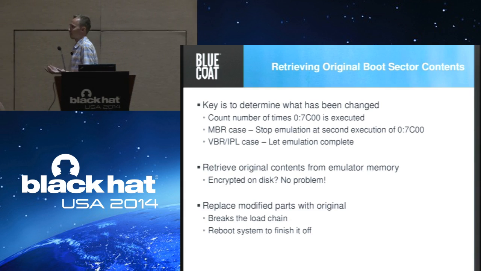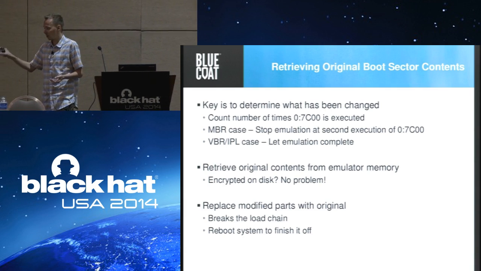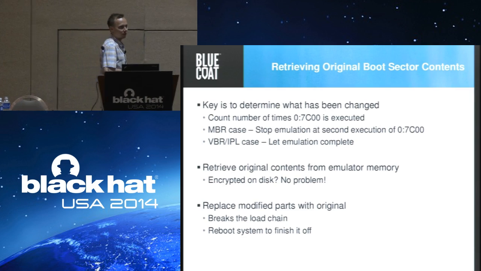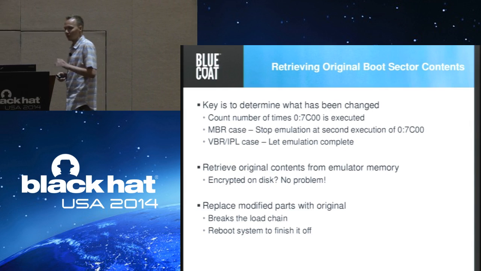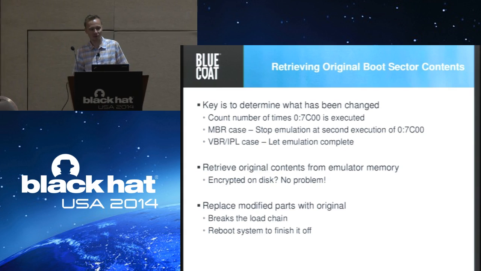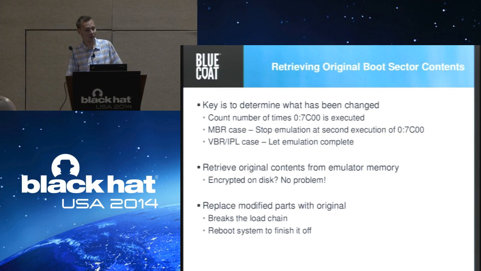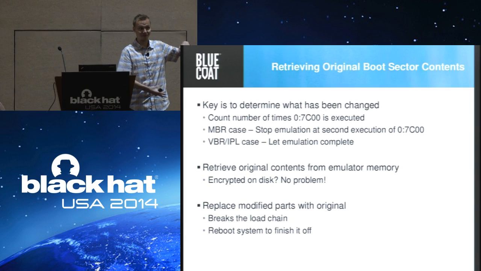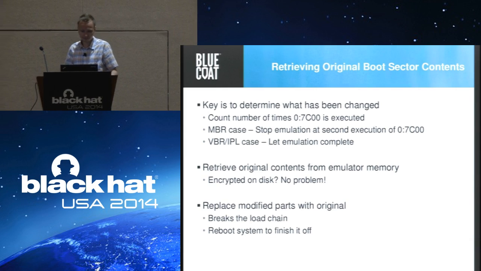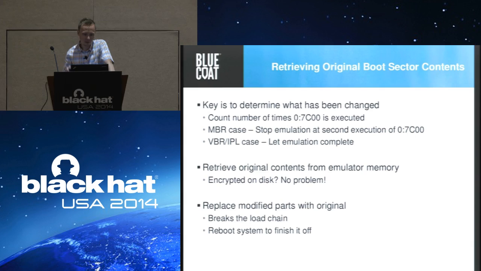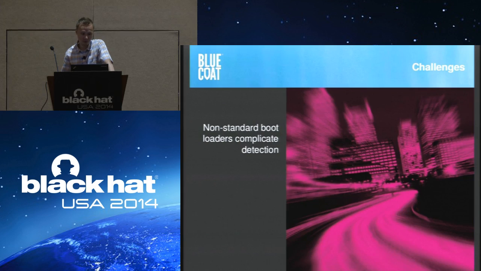Okay? It doesn't matter if it's stored encrypted 5 times on disk. I mean, we're still emulating through the decryption loop and everything. So we get it for free. And sort of similar for the other case, when it's either the VBR or the IPL, you just let emulation continue all the way until you reach boot manager. And then you just replace everything in that emulator memory to write that back to disk. So it's not hard at all. And obviously, just reboot the system to finish it off.